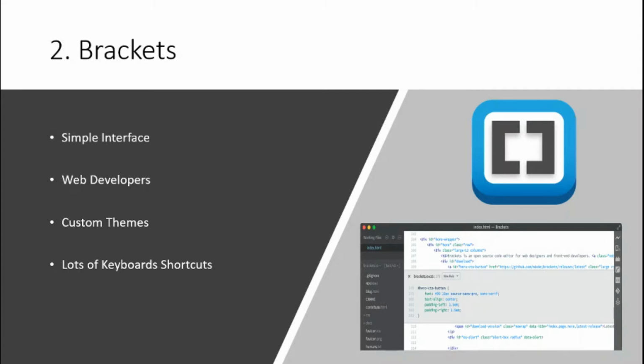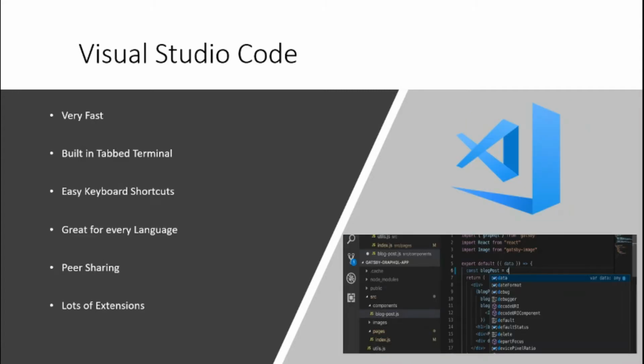Now, at number 1, we have Visual Studio Code. This text editor is very fast and easy to use. This also has a built-in tab terminal, which is very unique. However, Visual Studio Code is a go-to text editor for me because you can type in any language you want into it. Whichever coding language you're using, there is bound to be an extension for it. It has easy keyboard shortcuts and has built-in Emmet, which just allows everything to go so much quicker. It has a powerful debugger and easy peer sharing, which basically allows you to work with other people.